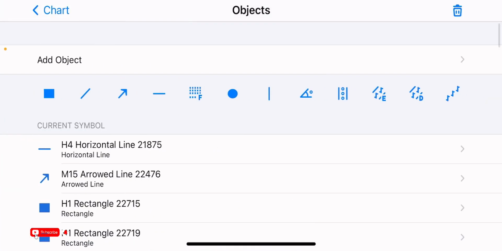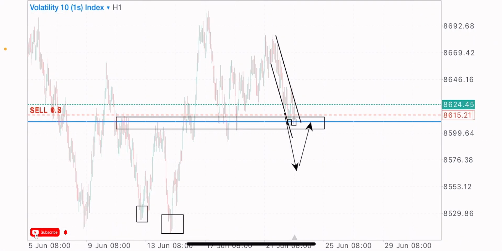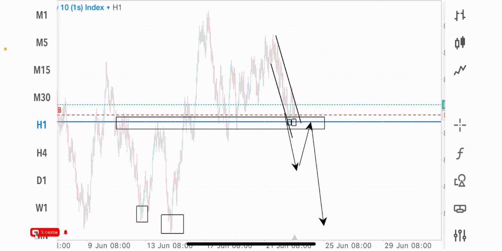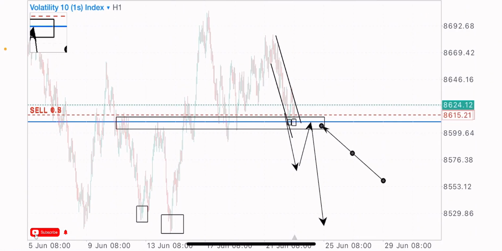It would have been fair enough for me to take my sales, because a level of support is broken and there's a high chance of the market selling off from the retest of it. I would have taken my sales at this point, but I didn't wait for the break of this level. I just took my sales because I saw the market give me this downward direction.